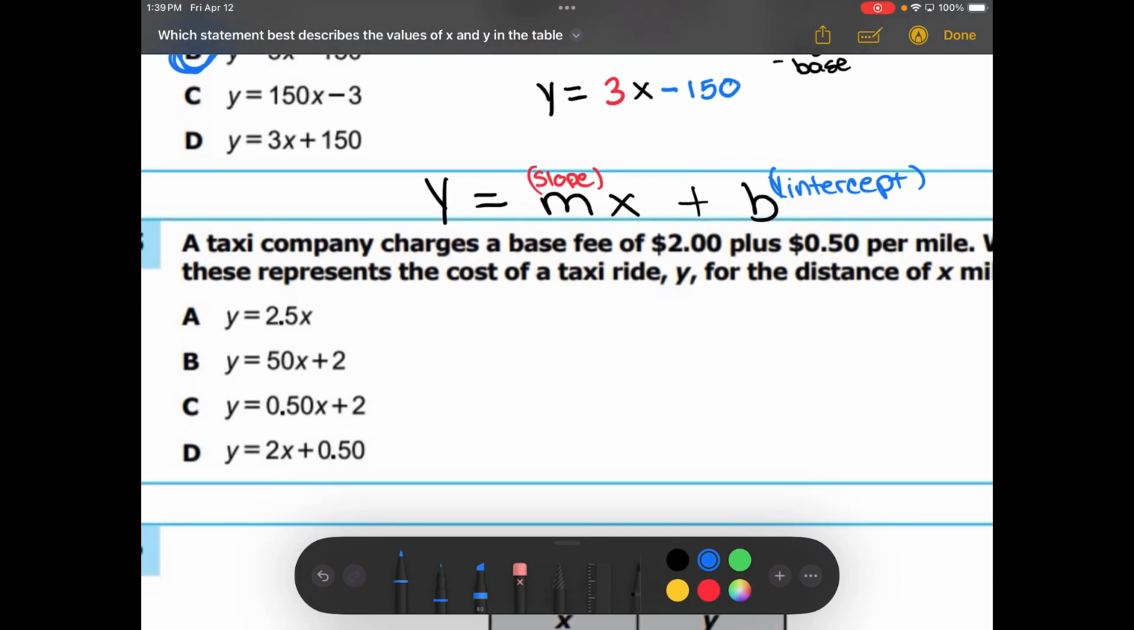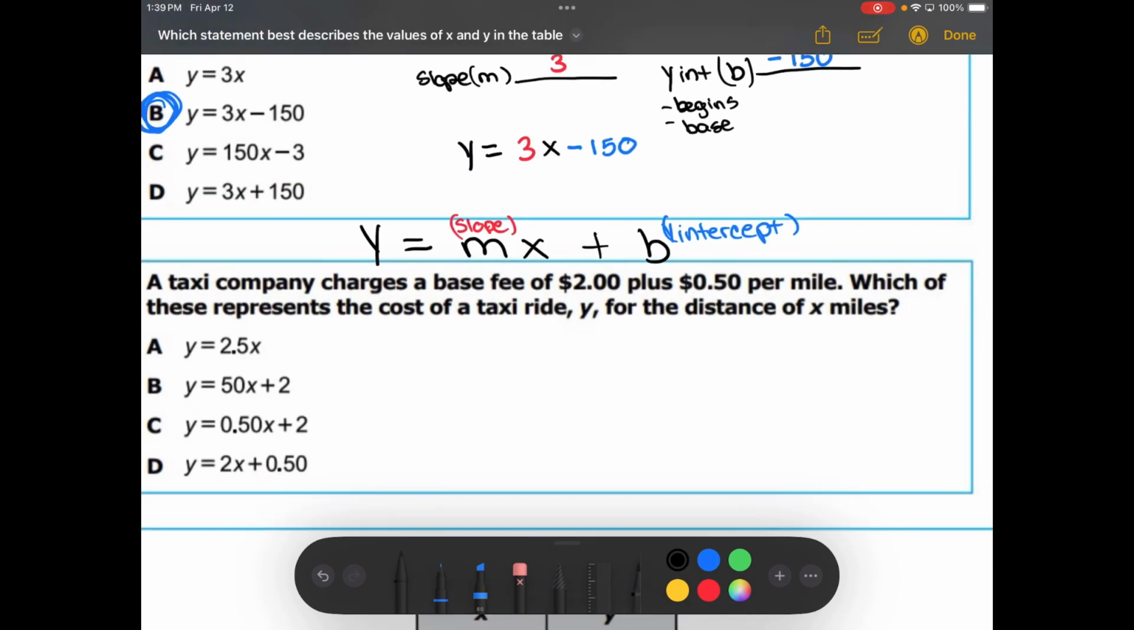All right, let's look at the next one. We are going to do the same thing. Identify the slope. Identify the y-intercept. A taxi company charges a base fee of $2 plus 50 cents per mile. Which of these represents the cost of the taxi ride for the distance of the miles?